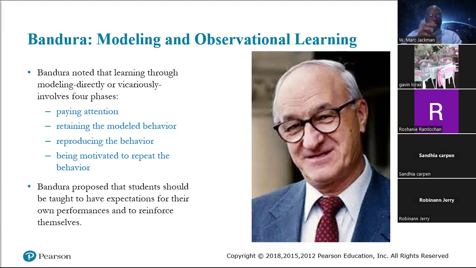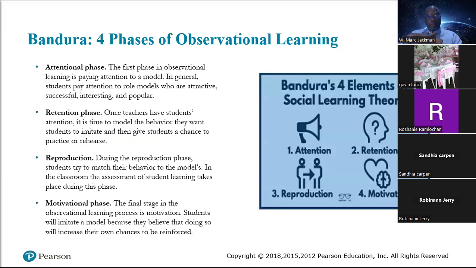So he proposed that students should be taught to have expectations for their own performances and to reinforce themselves. So he's looking at what I spoke about earlier, developing that independent learner or that self-regulated learner. So its four elements would include attention, retention, reproduction, and motivation. These are the four main elements of Albert Bandura's social learning theory, where individuals are watching and observing and learning from each other.